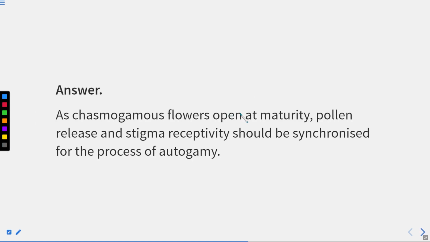Now in a chasmogamous flower, which opens at maturity, the pollen release and the stigma receptivity should be synchronized for the process of autogamy. So the first thing is that both reproductive parts should mature at the same time, and the pollen release from the anthers and the stigma receptivity should be synchronized for the process of autogamy.